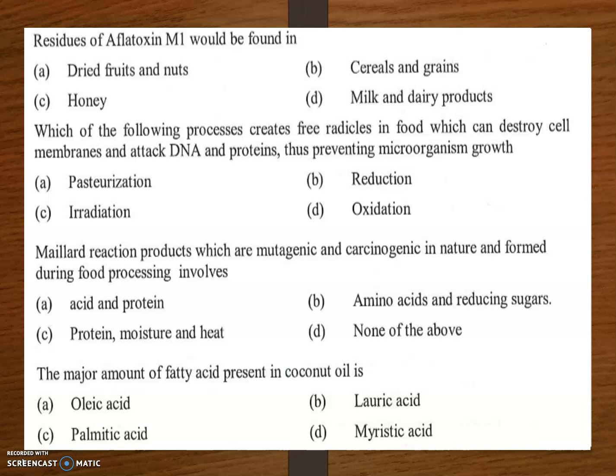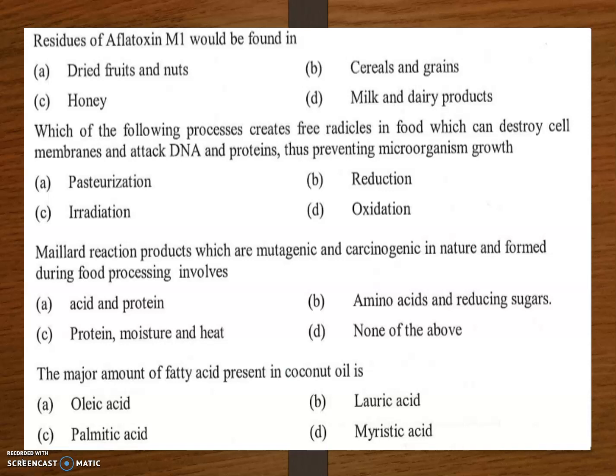If we feed the lactating animals with feeds which contain aflatoxin, then that residue will be found in the milk and dairy products. The food crops most likely to be contaminated with aflatoxin include peanuts, corn, nuts, grains, soybeans, etc. So the answer here is that residues of aflatoxin M1 would be found in milk and dairy products.